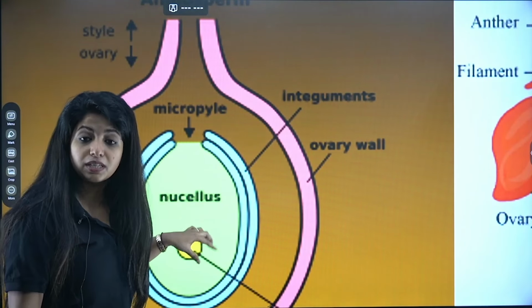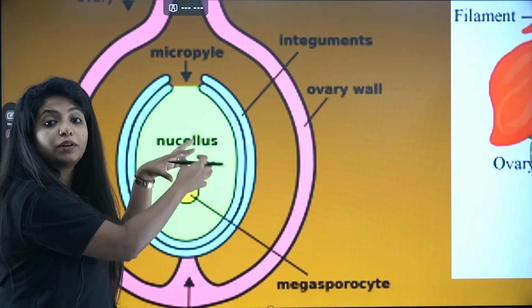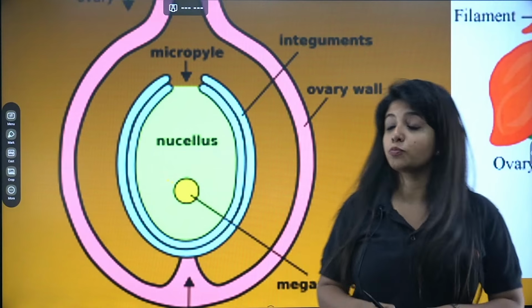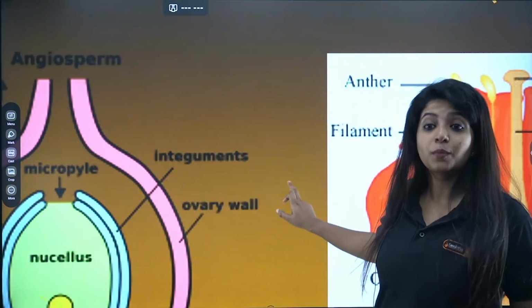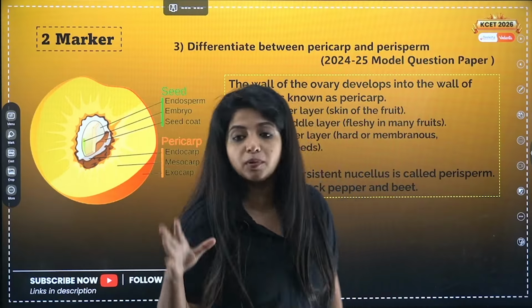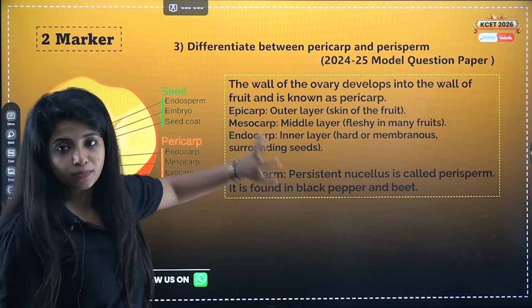This nucellus still persists, and when the embryo is being formed in the ovule, the nucellus is going to provide nourishment to the embryo. Along with the endosperm, this nucellus also helps in the nourishment of the embryo. That is known as perisperm. Only in 2 plants, B square, that is beet as well as black pepper, you will be finding perisperm. So pericarp is the outer layer of the ovary, perisperm is something else.